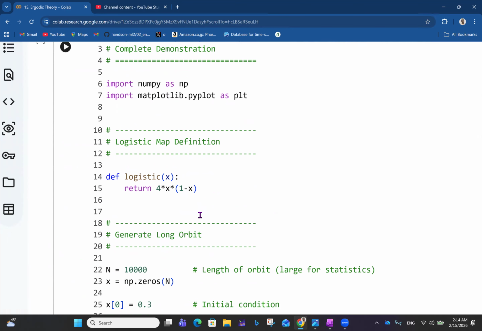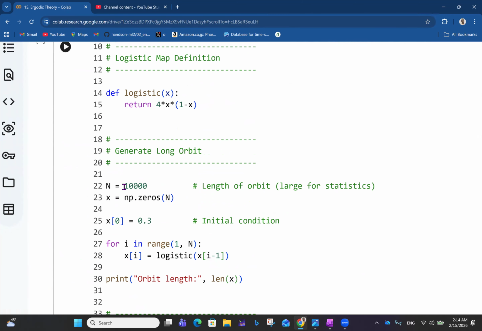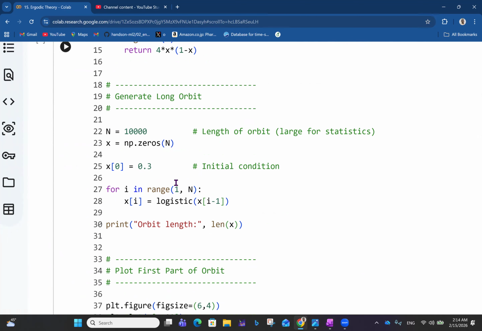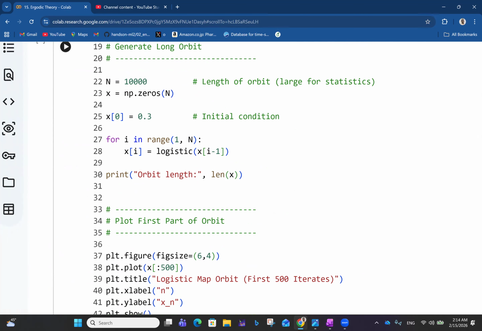So we have the logistic map definition, which is 4x times 1 minus x. Then we generate a long orbit. The length of the orbit is large for statistics, that's n is 10,000. x is zeros in n places. And then we have the initial condition, which is 0.3. Oh, I said initial value the other time.